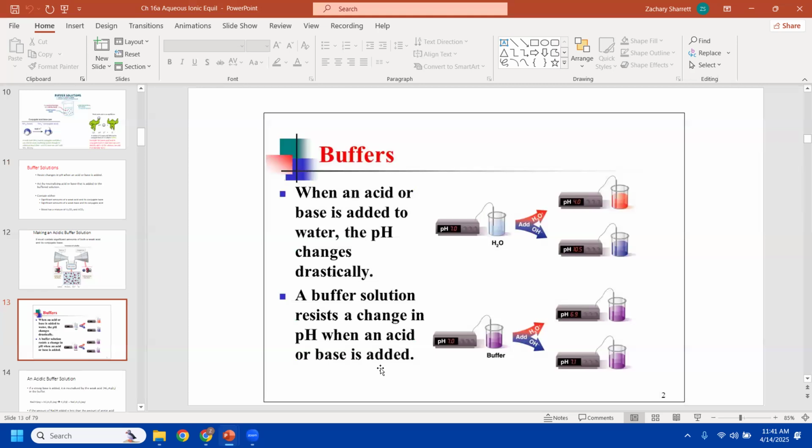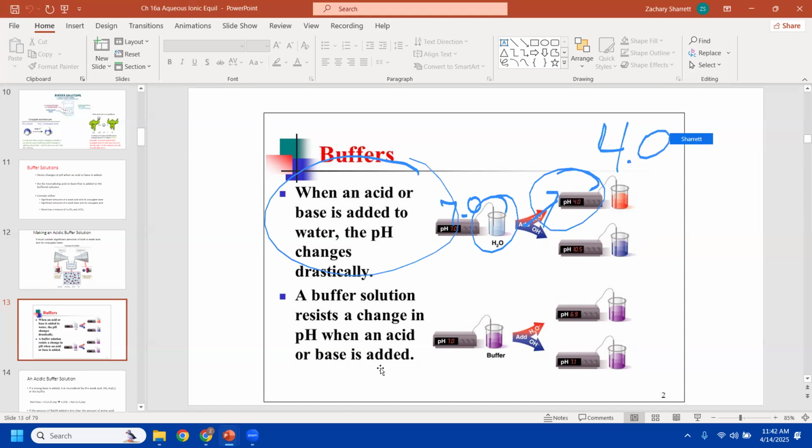When we have a water system, so if we have pure water, pH starts off at 7. We add acid. What does that pH change to? Can we see that? 4.0. Is that a big change in pH? That is 1,000 times more H plus than pH 7.